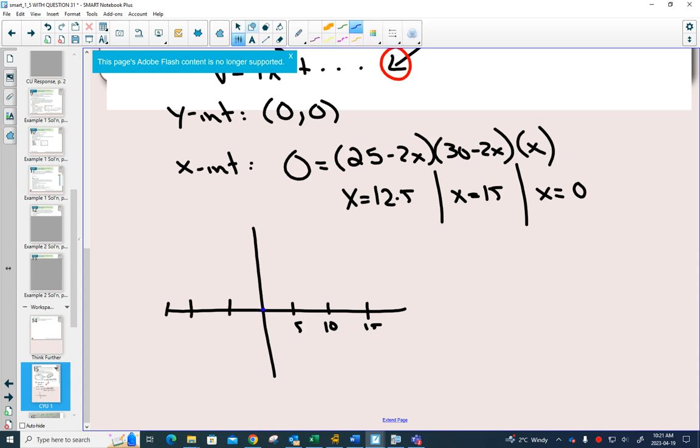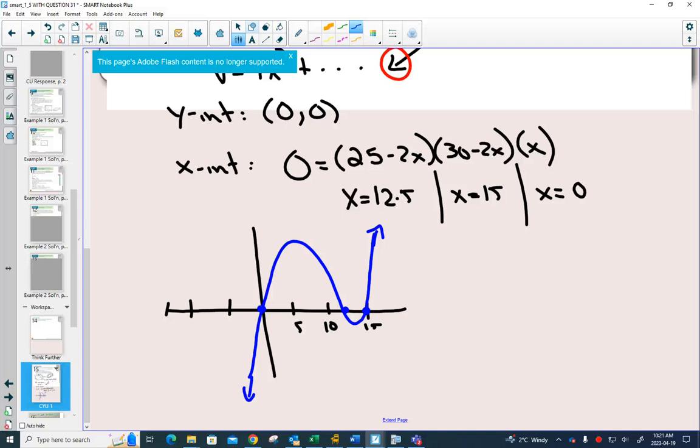we've got intercepts at 0, at 12.5, and at 15. End behavior says down here and up here. Each of those has a multiplicity of 1. The graph is going to go straight through. We draw our curve straight through, matching up with each of those points.